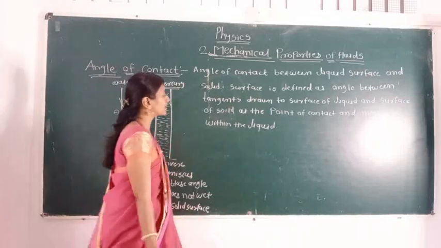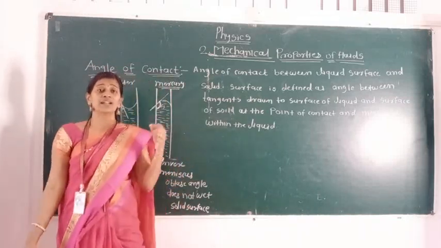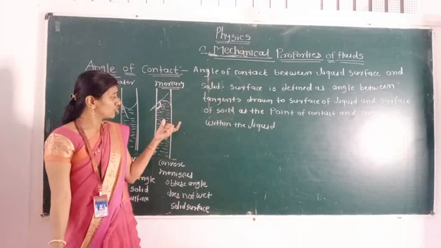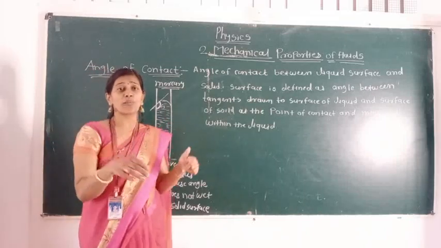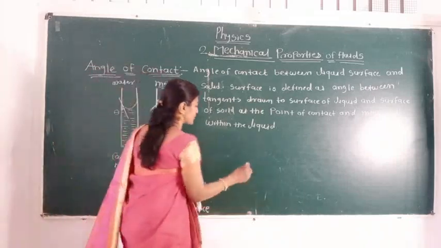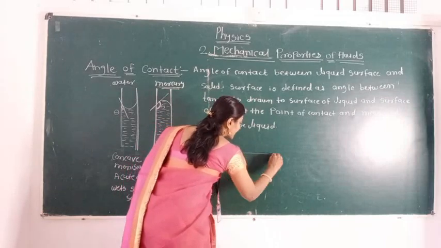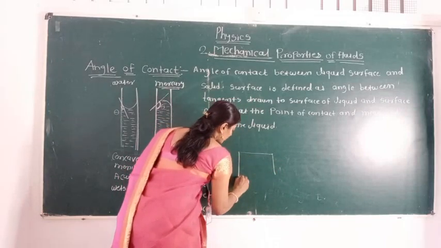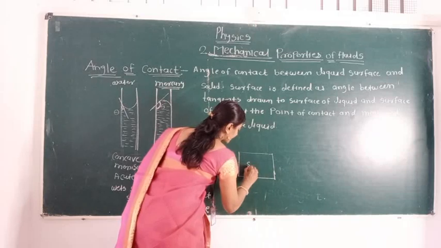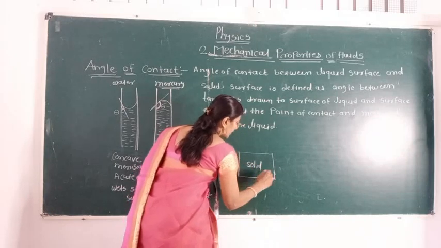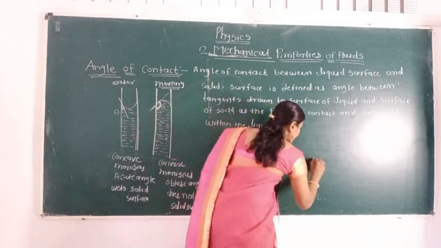Suppose we take another example, some drops of liquid are dropped and are present on the solid surface. At that time how do we get the angle of contact? That means here one block of solid is there. Here another block of solid is present.